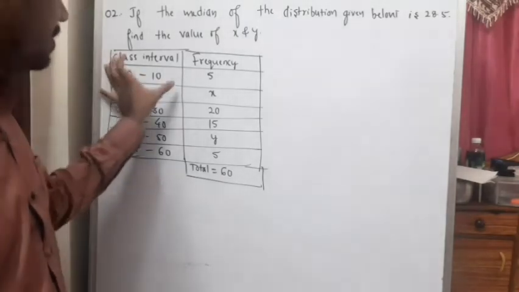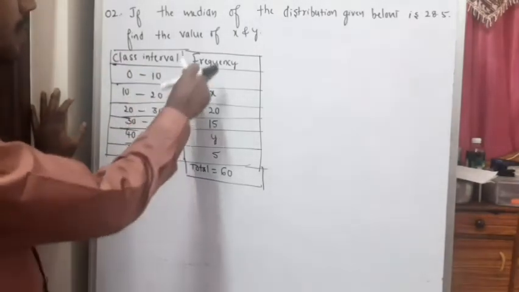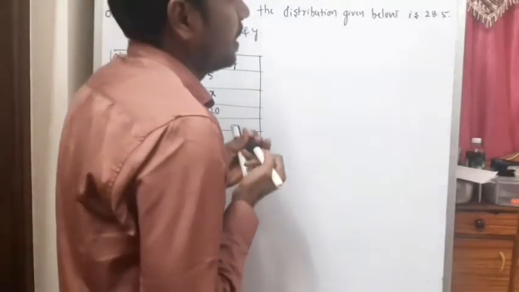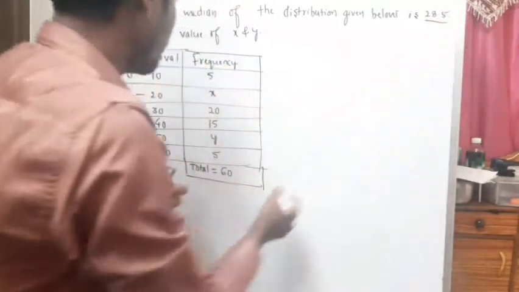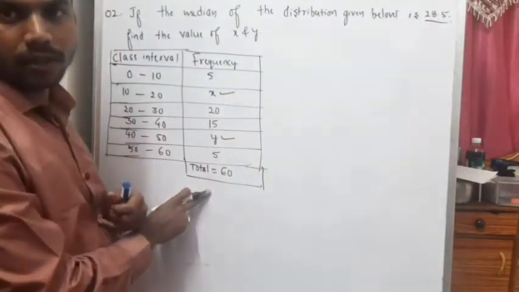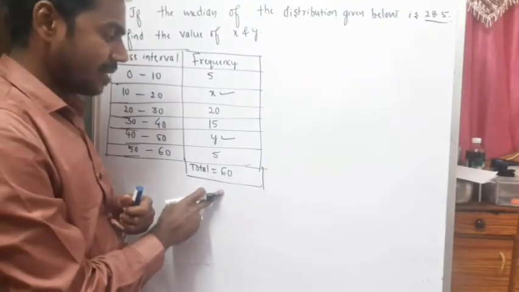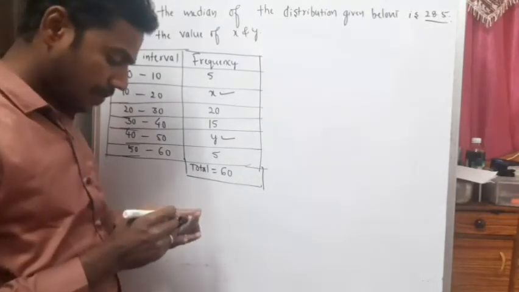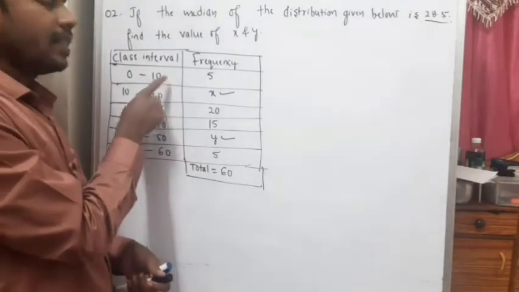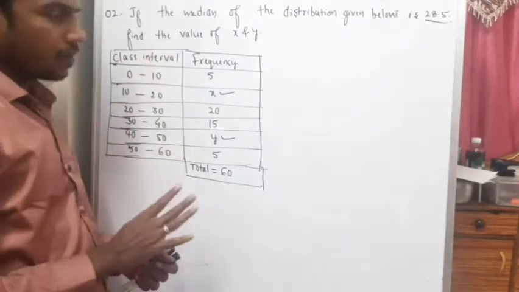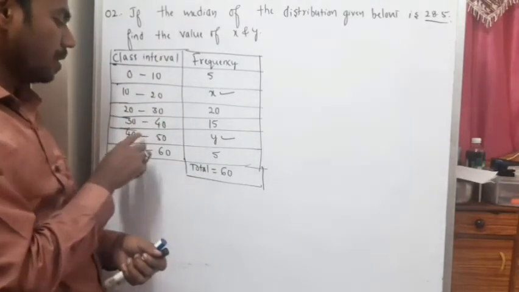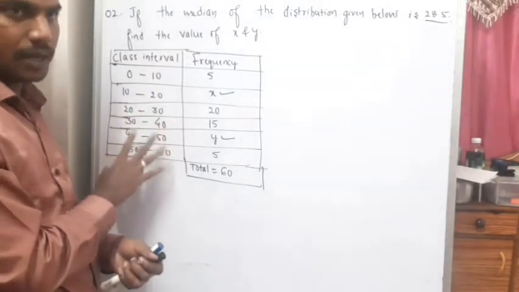So they have given the distribution of the class interval and its frequency, and even they have given the median directly. What we need to do? We need to find the value of x and y. Even they have given the total frequency, that is 60. So what is the first step? We need to look at the class interval, whether the class interval is continuous or not. So 0 to 10, 10 to 20, 20 to 30, 30 to 40. So the class interval is continuous.